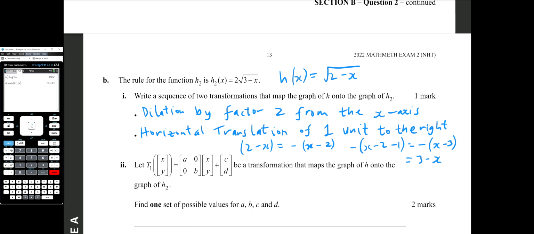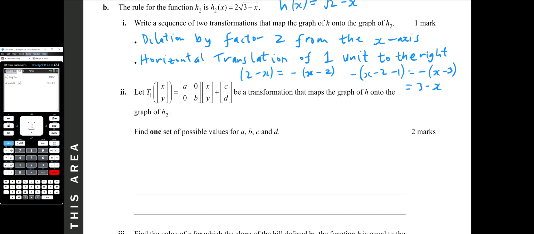Now, part 2. Let T1 of (x, y) equal the matrix [a 0; 0 b] times (x, y) plus (c, d) be a transformation that maps the graph of h onto the graph of h2. Find one set of possible values for a, b, c, and d. So this directly follows what part 1 was, because in part 1 we had to map h onto h2, and here we're also doing the same thing. We're mapping h onto h2.